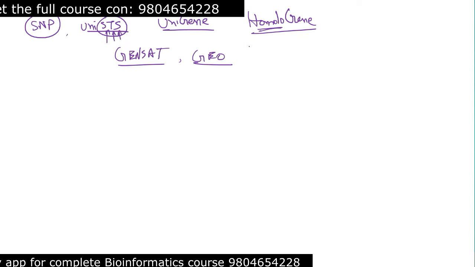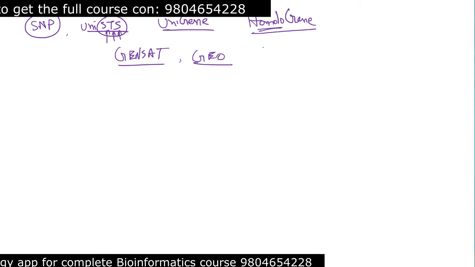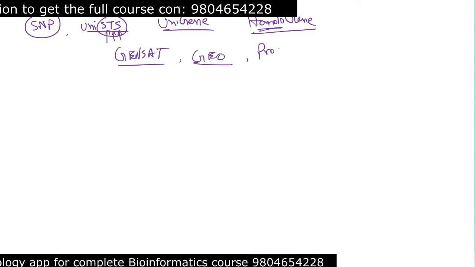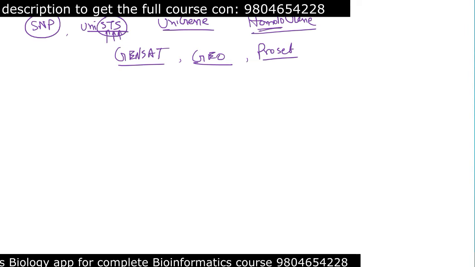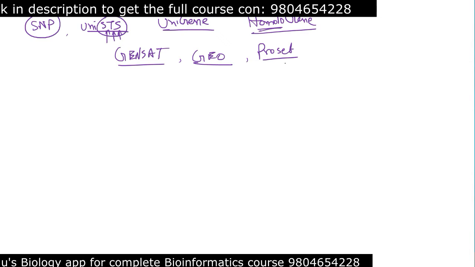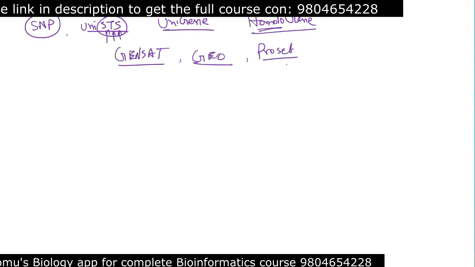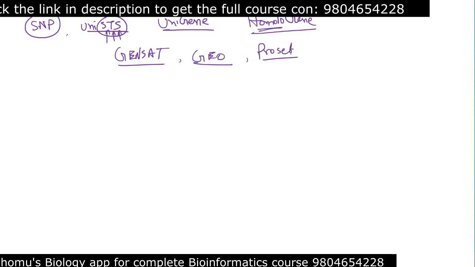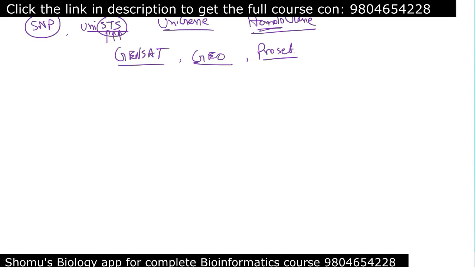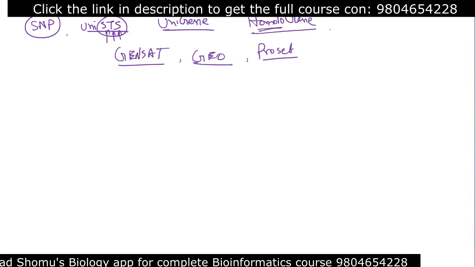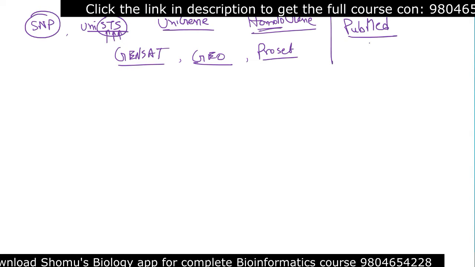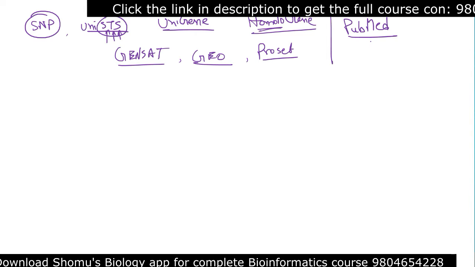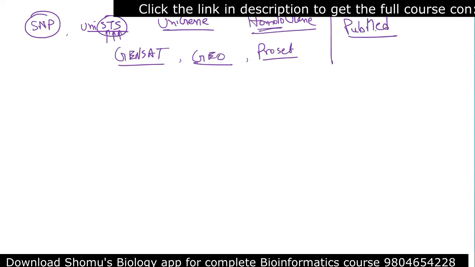Okay. We have ProSet. So you can see under NCBI there are even more databases than under EBI. What is ProSet for? Population study database. Okay. And finally the one you've probably heard of, PubMed. PubMed is for biomedical literature.